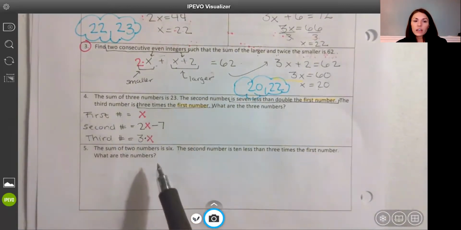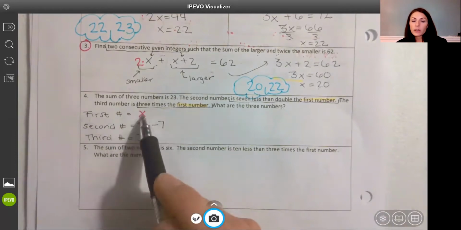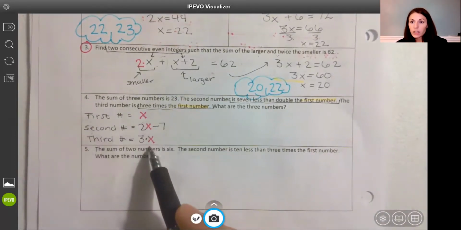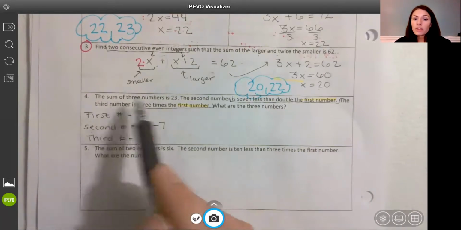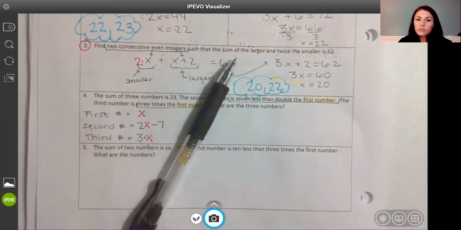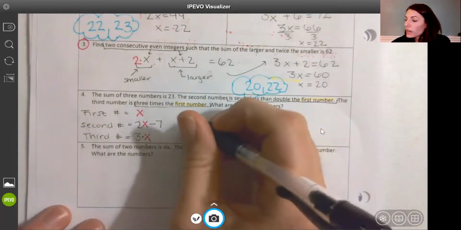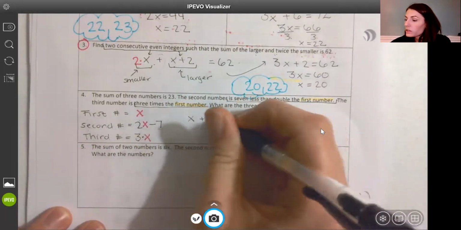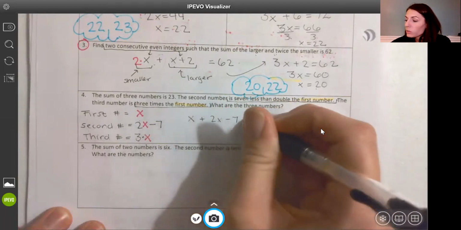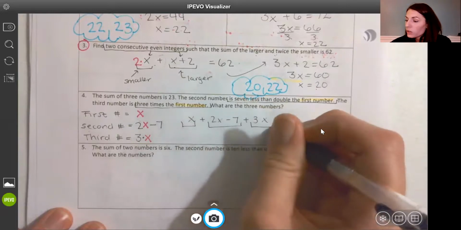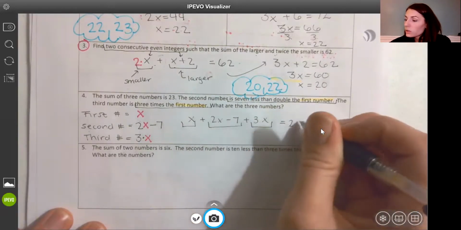Okay, so do you see how that hint works where I give something a variable and then I build the other things off of that variable? And I know that the sum of these numbers is 23. So I'm going to have my first number plus my second number plus my third number. So first number, second number, third number is equal to 23.